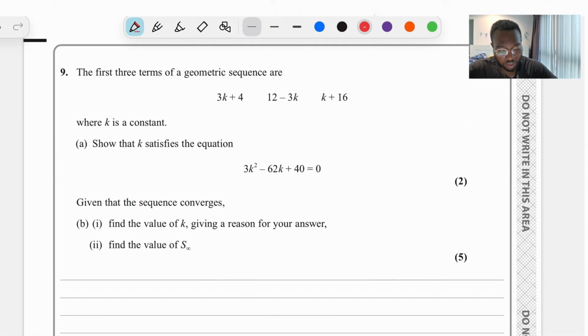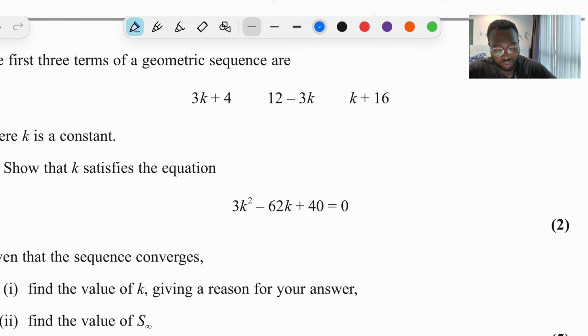Okay, question 9. We have the first three terms of this geometric sequence, and we know that k is a constant. Show that k satisfies this equation here. So with this question here, well, what do we know? If it's a geometric sequence, that means that we are multiplying by the same value each time.